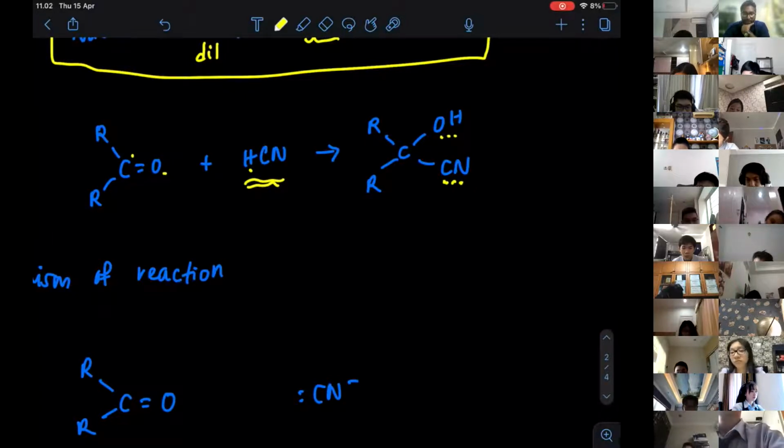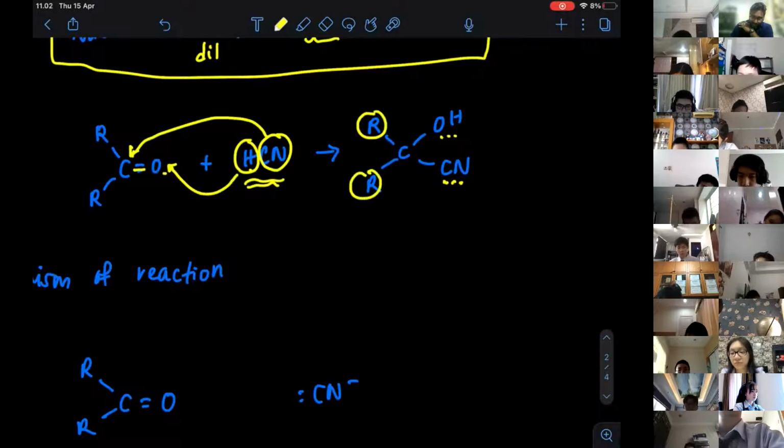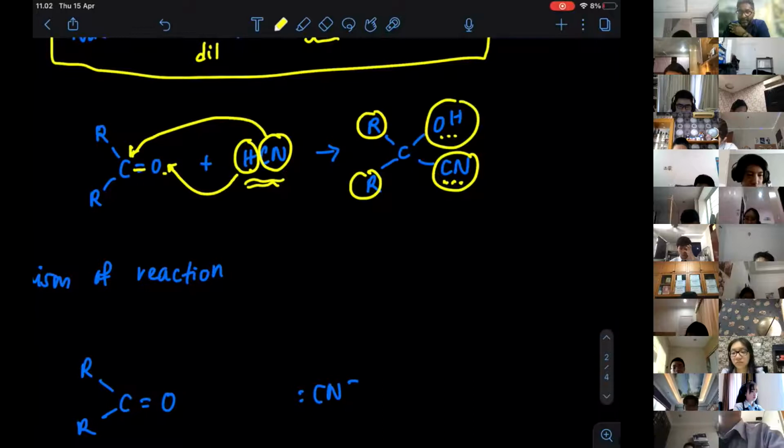Can you roughly understand what's happening, Christopher? Basically you separate into two. The CN comes over here. The double bond is broken, and then this one will join together with H. You are going to get this R, and R stays. CN came in, and then you have OH. Can you see, Christopher?